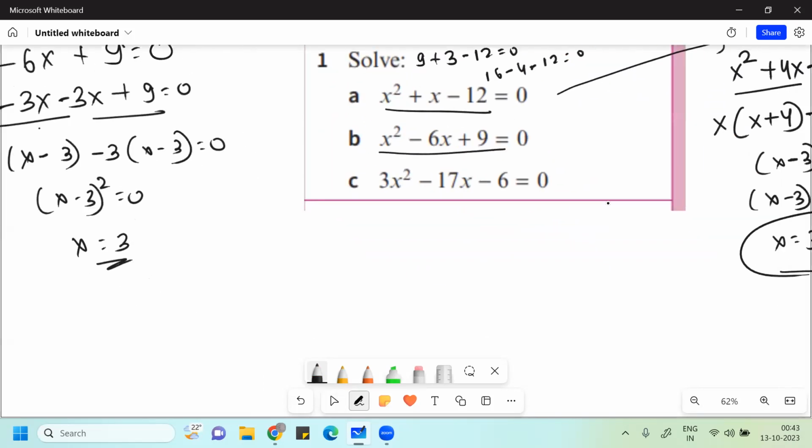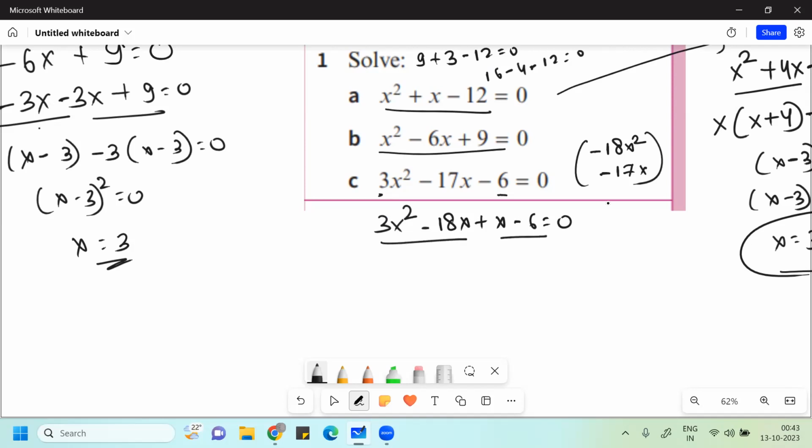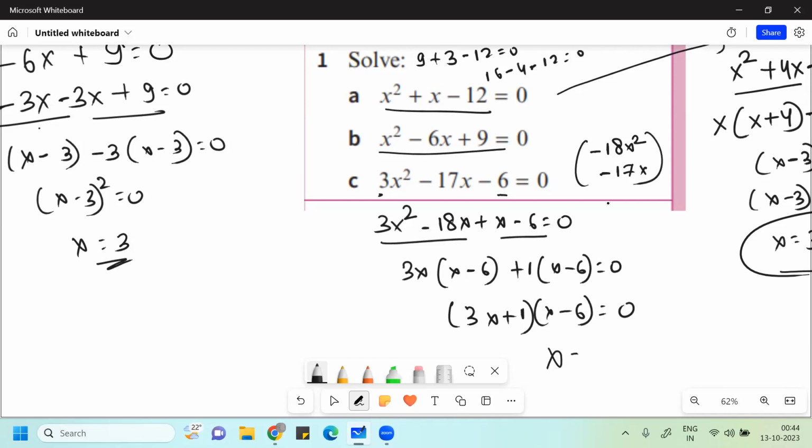Then the third question: if you see when you multiply this, you should get minus 18x square, and when you add, you should get minus 17x. So what can be the two numbers? Very easy. You can write 3x square minus 18x plus x minus 6 is equal to 0. Then take the common 3x from the first two terms: x minus 6 plus 1 into x minus 6 is equal to 0. So this gives you 3x plus 1 into x minus 6 is equal to 0. If you solve this, you will get the value of x is equal to minus 1 by 3 or the value of x is equal to 6.